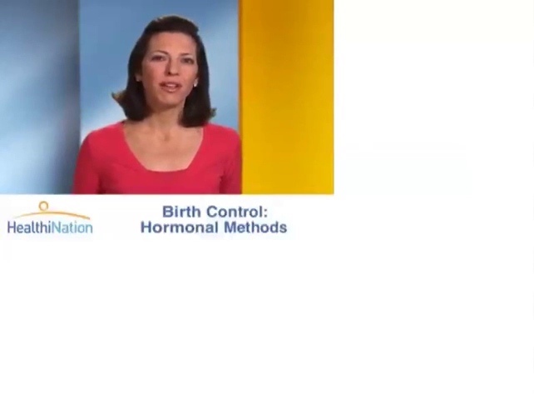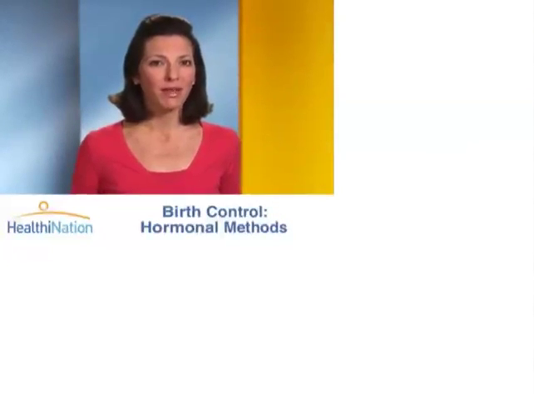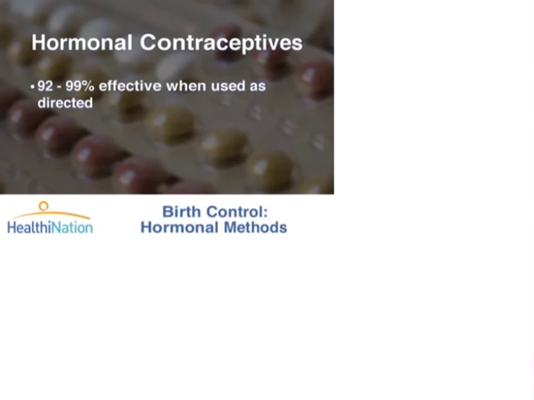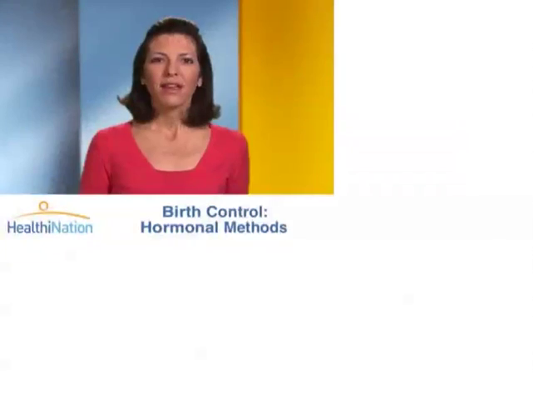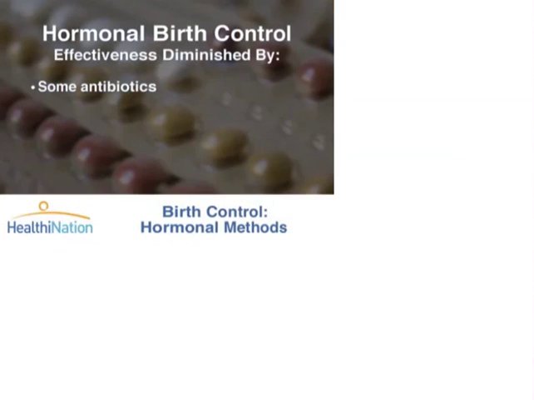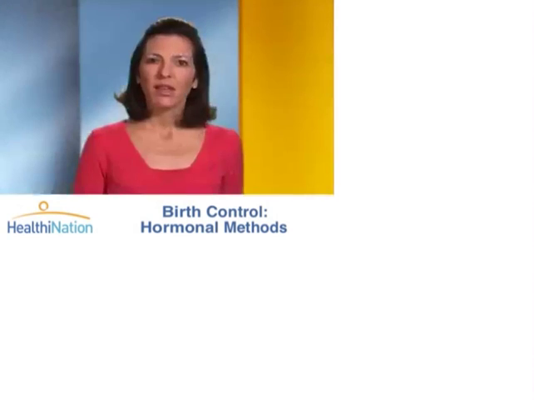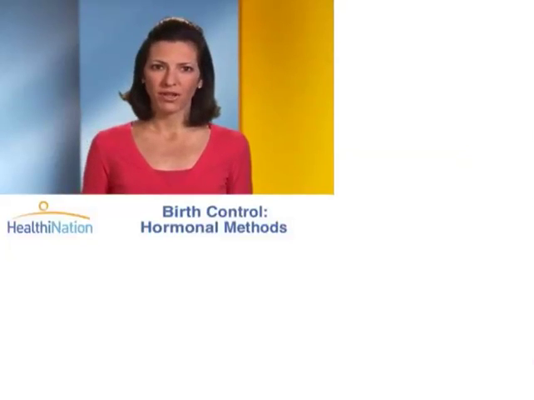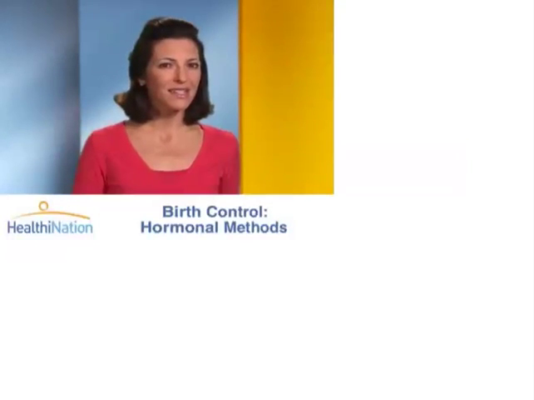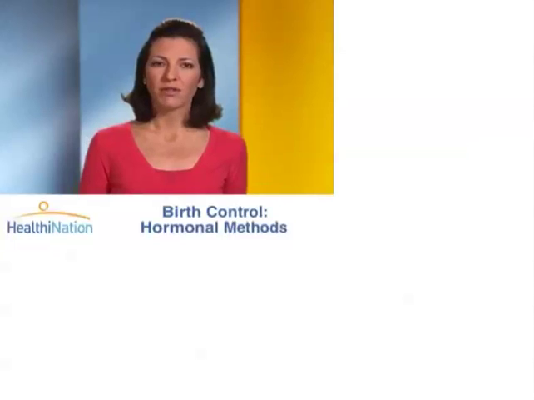All these hormonal contraceptives have some things in common. They all provide a 92 to 99% success rate when used as directed. And when stopped, fertility usually returns to normal in 1 to 2 months. Their effectiveness can be diminished if taken with some other medications, like certain antibiotics, over-the-counter drugs, and some herbal supplements like St. John's wort. No one birth control method is perfect, and none of these protect against STDs. And they all come with certain risk factors.